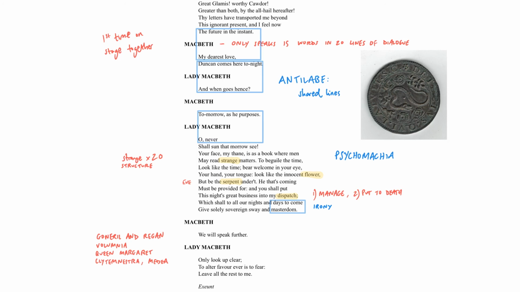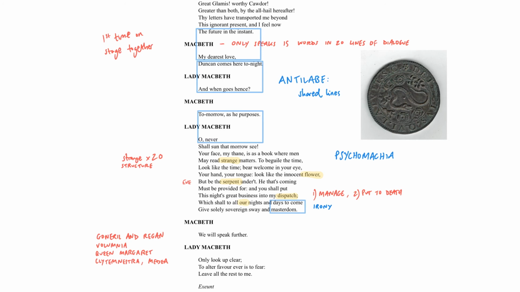Our nights and days to come is the first person plural being used for the first time. Our nights and days to come. Remember, dearest partner of greatness. So it's interesting that having used our nights and days to come, she ends on what word? Me. So try to avoid having too simplistic a reading of the scene.